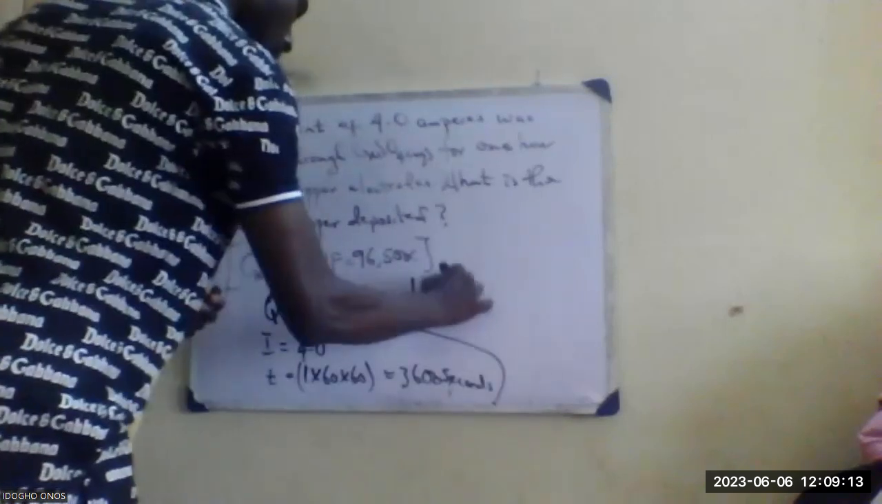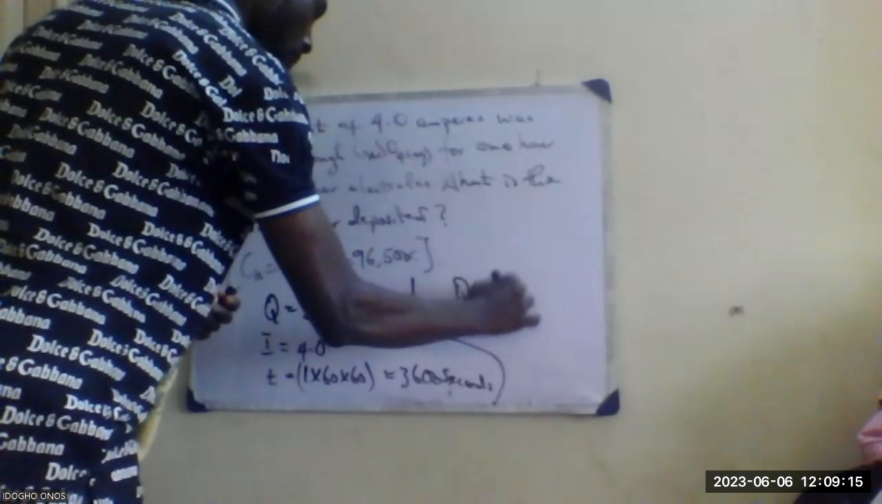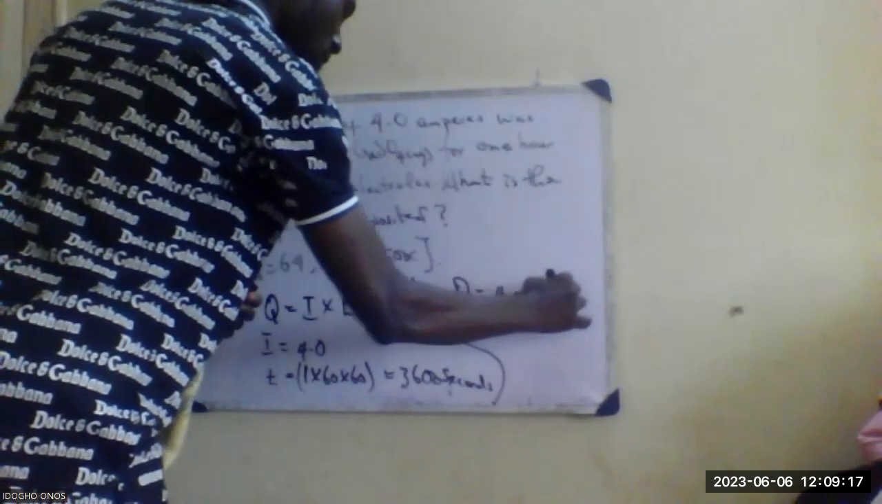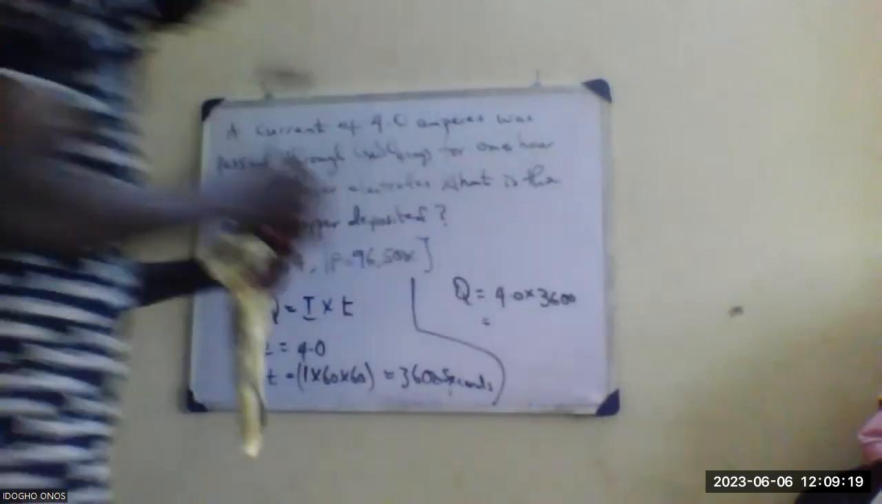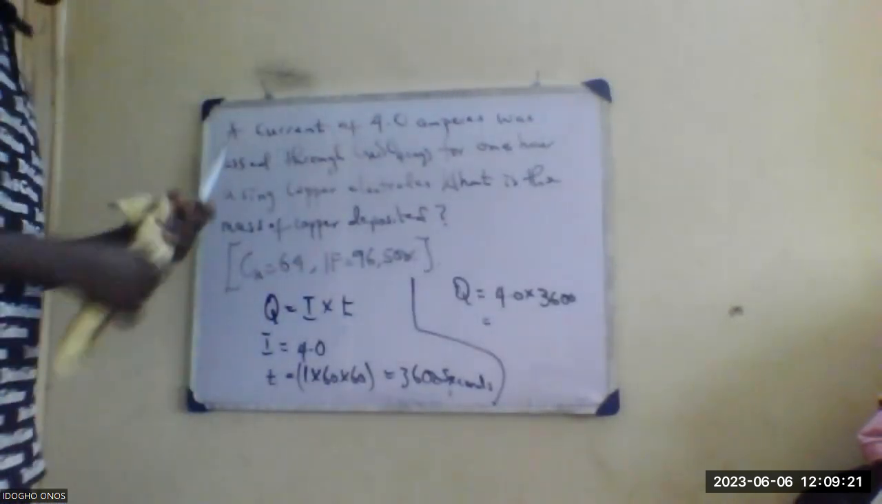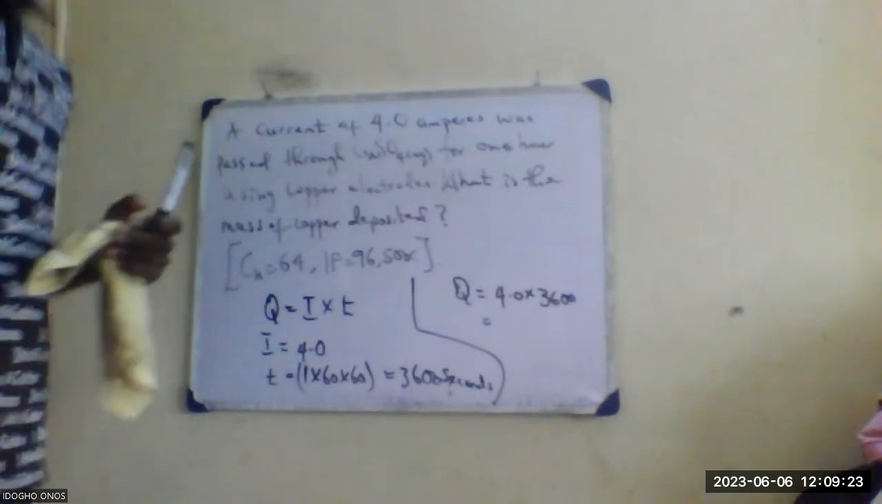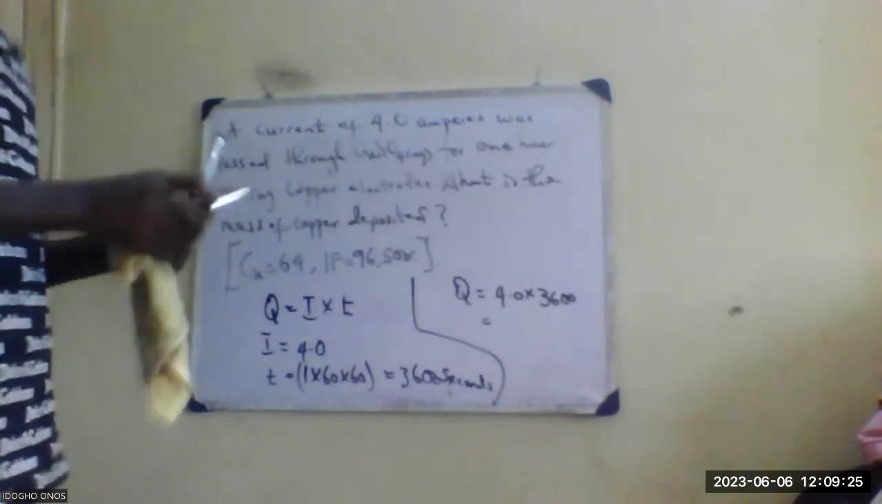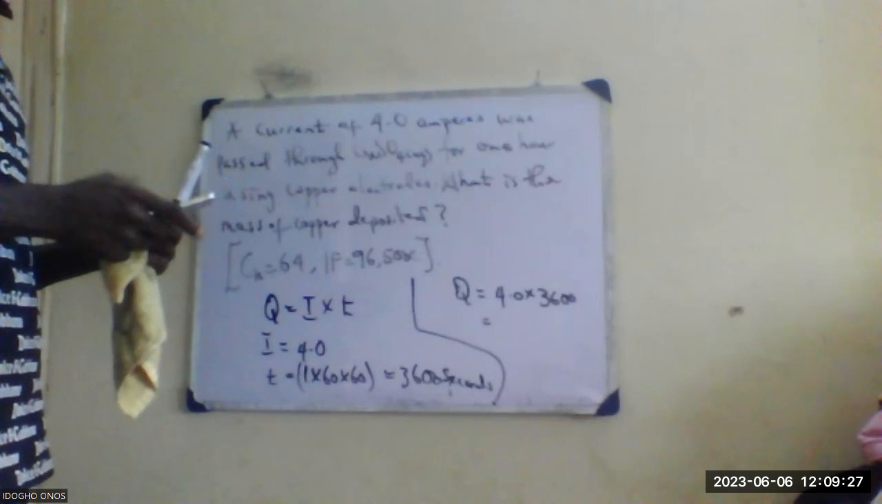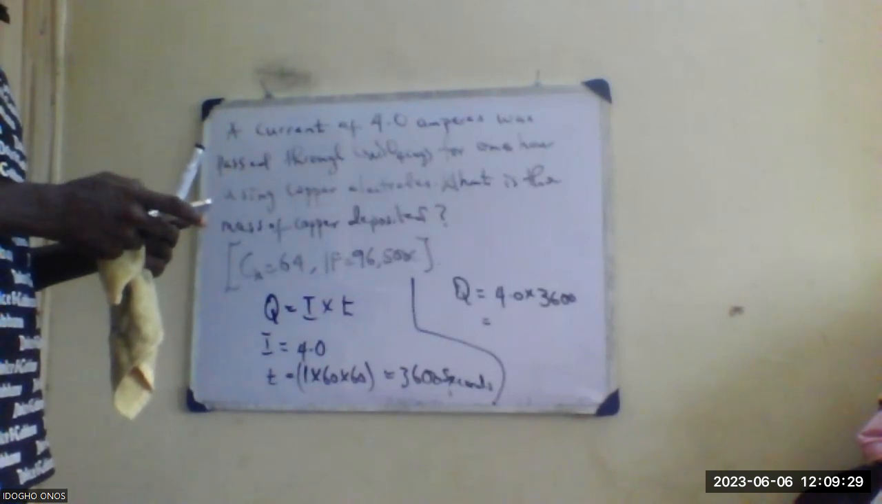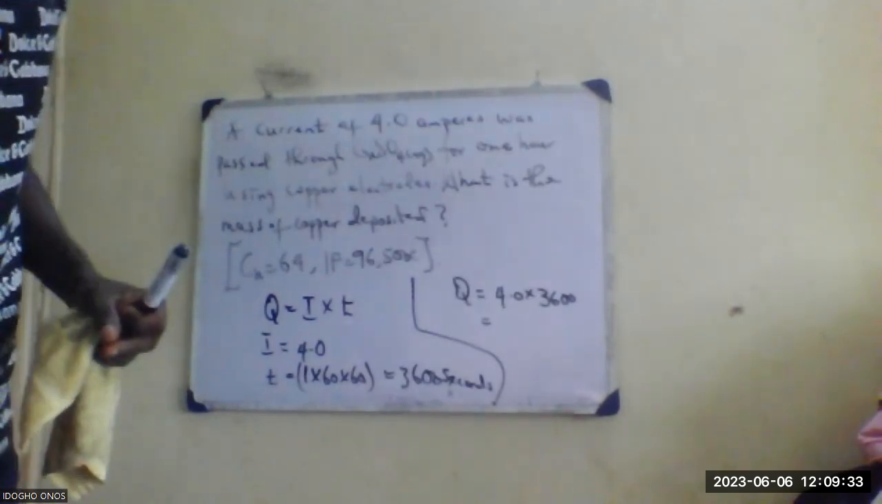So then we can now say Q now equals 4.0 times 3600. Please, someone with the calculator, you can help us out. What do you have? 4 times 3,600. That gives me 14,400.